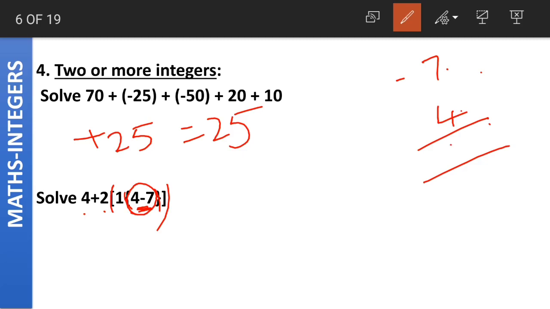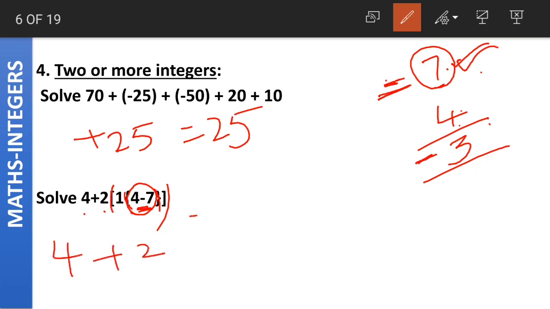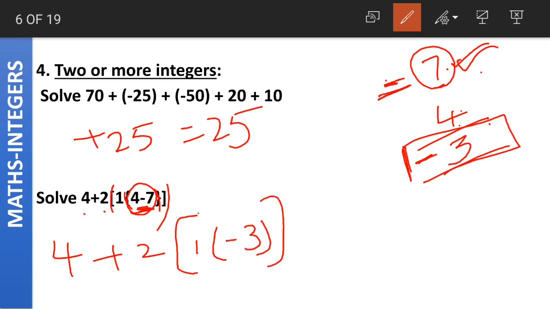What is 7 minus 4? 7 minus 4 is equal to 3. And what about the sign? 7 has the higher absolute value. Remember, class, I am talking about absolute value, which is without the sign. If you consider the sign, 4 is the higher value, but I am talking about absolute value here. So 7 has the higher absolute value. 7 is carrying the minus sign, so the answer will also have the minus sign. We've solved the innermost bracket, which is 4 minus 7, and we got the answer of minus 3.